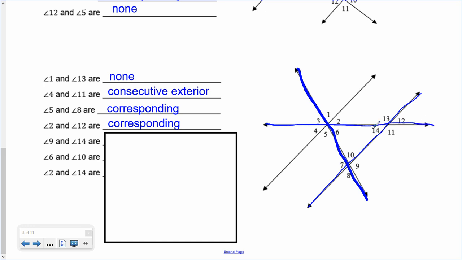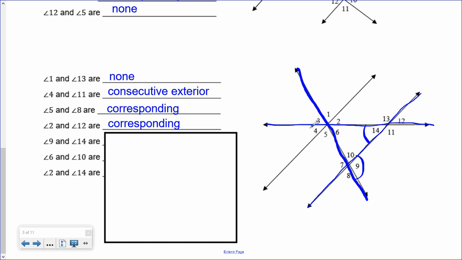Now, I know this isn't our typical H that we've seen before. It would have been an H if I kind of swung this line out here a little bit. It would have created an H. But I've tilted it in a little bit more so that they cross instead of making an H. But we still have relationships between these angles. If I take a look at 9 and 14.